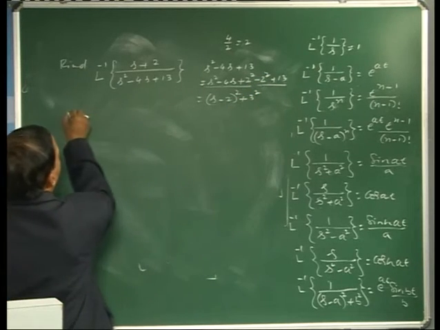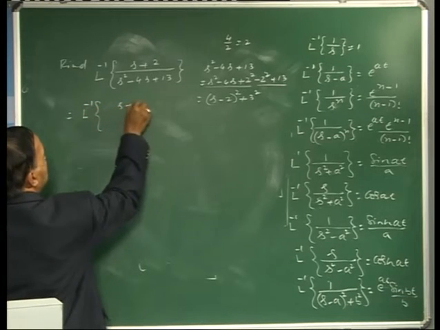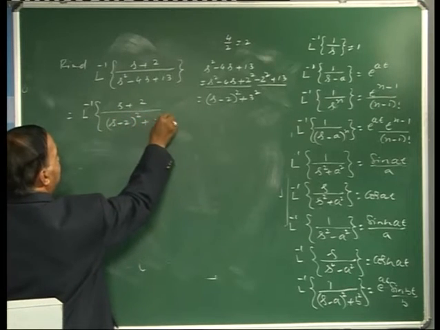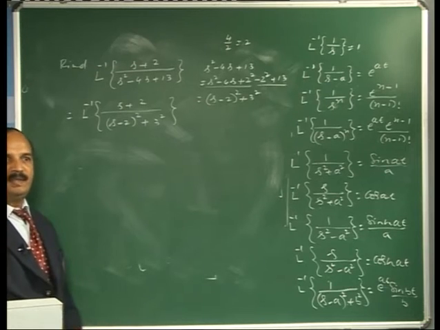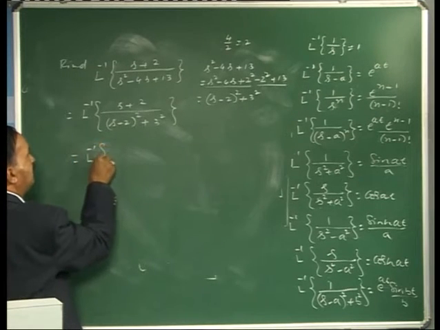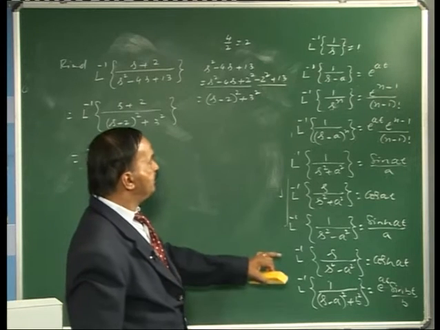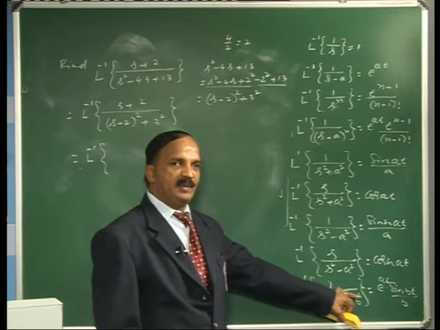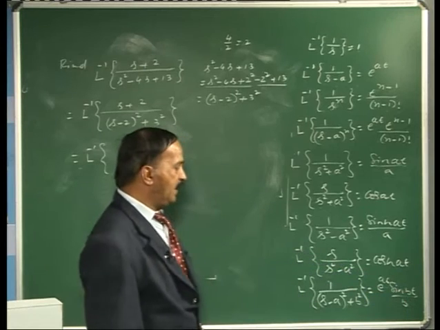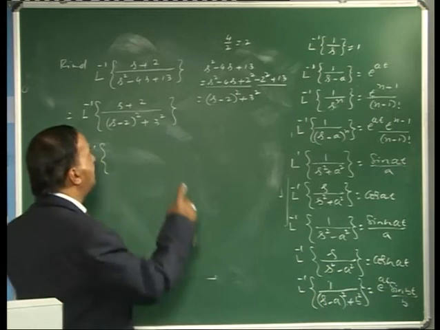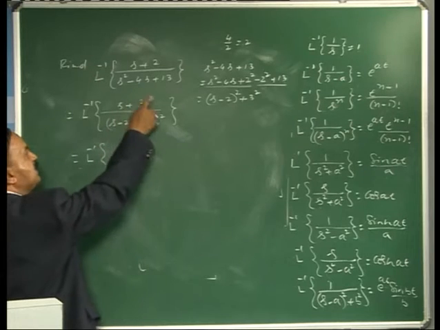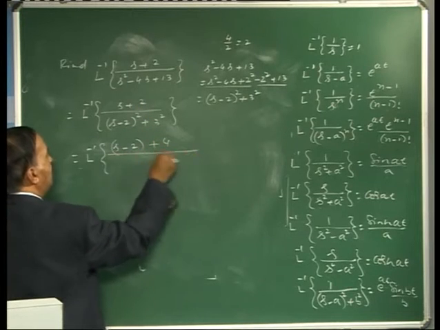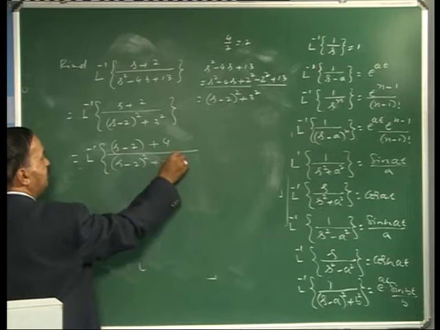That means this is equal to L inverse of (s plus 2) divided by (s minus 2) whole square plus 3 square. Now when you are using this formula, we know the next formula is L inverse of (s minus a) by (s minus a) whole square plus b square equal to e to the power of at cos bt form. That means here s minus a, here also should be s minus a, but this is s plus 2 and this is s minus 2, so add and subtract 2, that means s minus 2 plus 2 plus 2, that means 4 divided by (s minus 2) whole square plus 3 square.